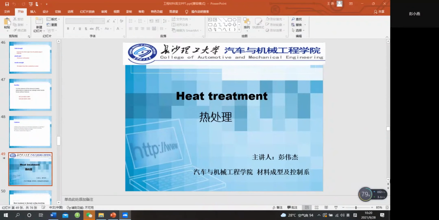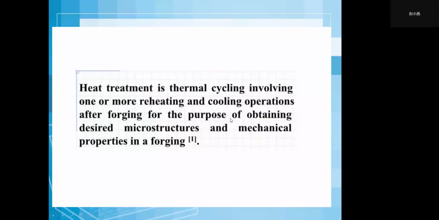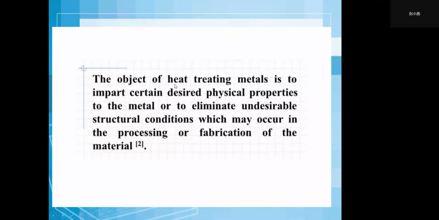Okay, let's continue. We will study this part, the heat treatment of metals. Heat treatment is thermal cycling involving one or more reheating and cooling operations after forging for the purpose of obtaining desired microstructures and mechanical properties in a forging.